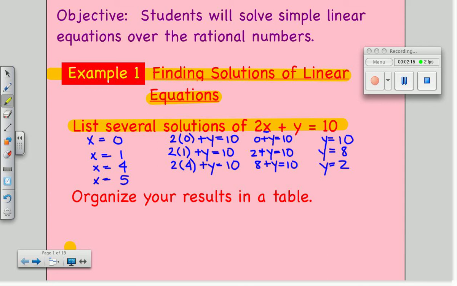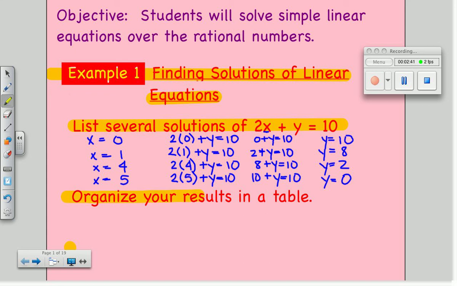And now let's replace the x with 5. 2 times 5 plus y equals 10. 2 times 5 is 10. 10 plus y is 10. Well, how much do I have to add to 10 to get 10? 0. Nothing. Okay? So you needed to write all of that with me.